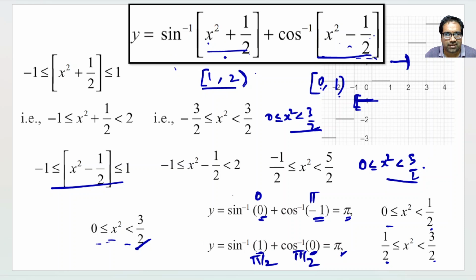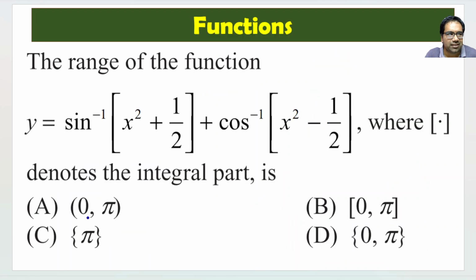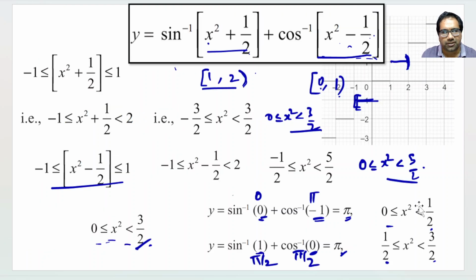So whatever x squared is, if x squared is lying between 0 and 3 by 2, y is always pi. So what is the range? The range is pi. This is the correct answer. Right, guys? Simple problem. We have to first carefully understand the domain of this function and then carefully calculate, breaking the range with respect to the domain. If we break the domain properly, we'll figure out that the range is always pi.